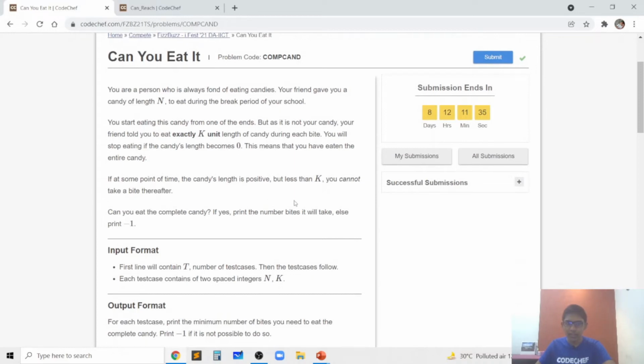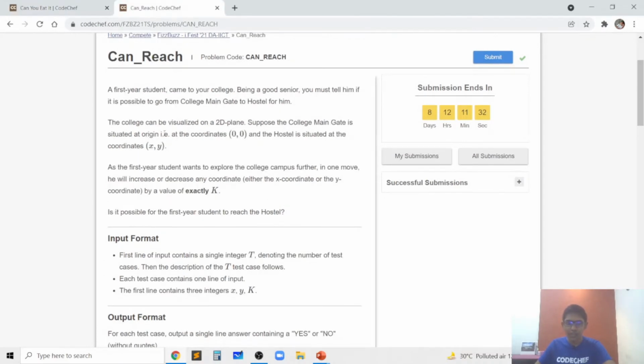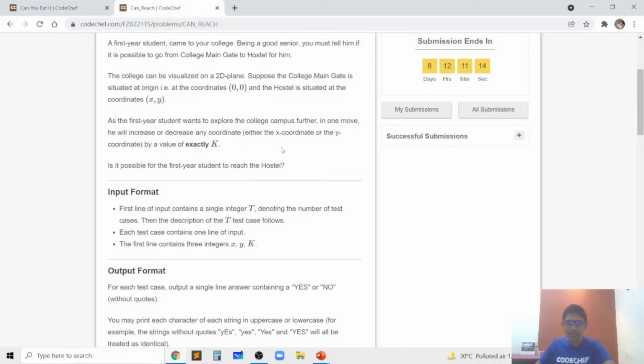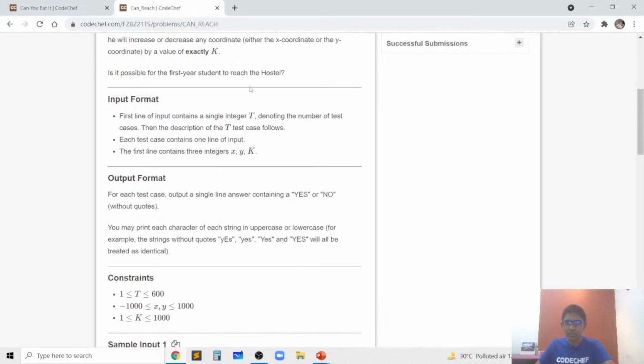as in the first problem, and we start at the origin, which is 0, 0, and we need to go to the coordinates x, y, which is the location of the hostel. Now, to go from 0, 0 to x, y, we can either increase or decrease the coordinate by k or minus k. So basically, let's say we were at 0, 0, then we can go to either of four positions: k, 0, minus k, 0, 0, k or 0, minus k. And we can repeatedly do this until we reach the coordinates x, y. And we need to print whether or not it's possible.